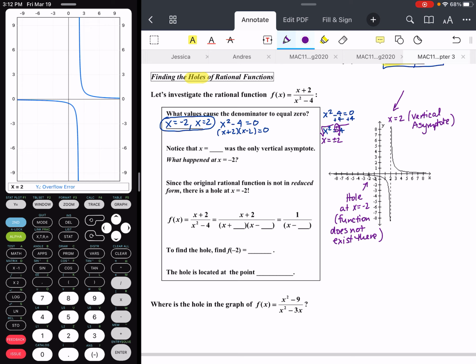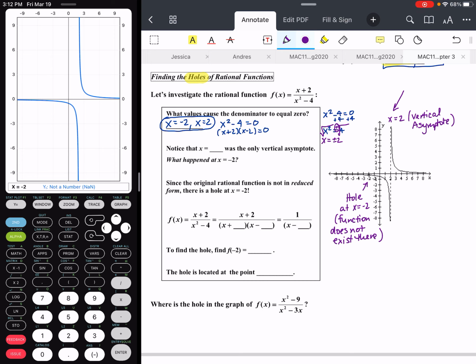If I type x equals 2, on my calculator it says overflow error for y, but on yours it might just be blank, or it might say error or something like that. But there's some sort of error when you type in x equals 2, because there's a vertical asymptote. If you type in x equals -2 using the trace function, we get another error. So again, your calculator might just be blank for y. It might show an error message.